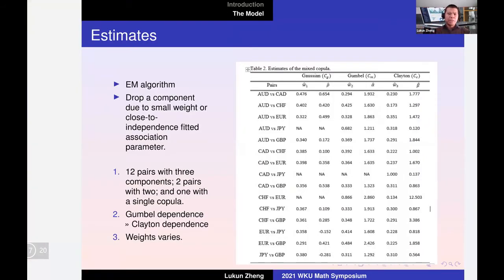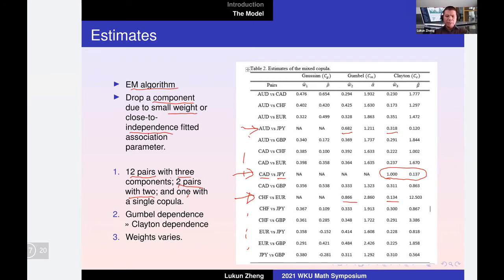Now the estimates are given here. We are using the EM algorithm. We drop a component if its weight is very small, or if it indicates some independence. As you can see from this table, 12 pairs among these 6 currencies have 3 components, and these weights are all larger than 0.1. Two pairs have 2 components, like this one and this one. They only have the Gumbel copula and Clayton copula. And the one with only one component is the Canadian dollar and Japanese yen. They only have the Clayton, which is the left tail dependence.